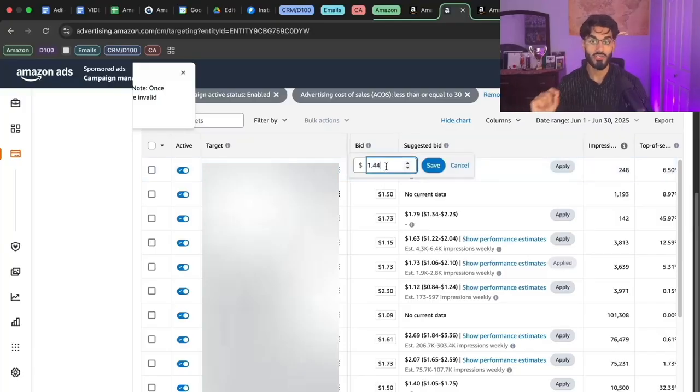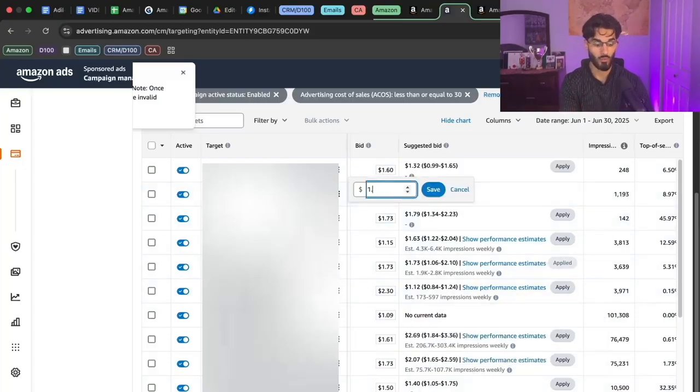Now, I don't want to use the coefficient here because that will boost it up too high. We don't want to boost our bid up so high, especially if we're already converting well. So what I typically recommend is applying at least 10 to 15 to 20% increase in your bid. So if I'm at 1.44, I want to gradually increase it to 1.6 because we're already converting well for it. Next one, 1.5, gradually increase it to a 1.65.